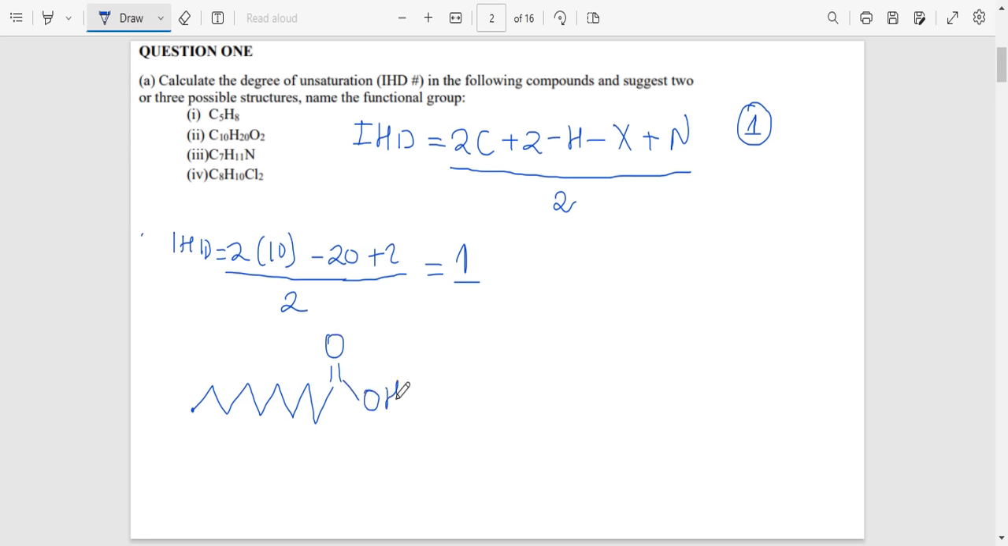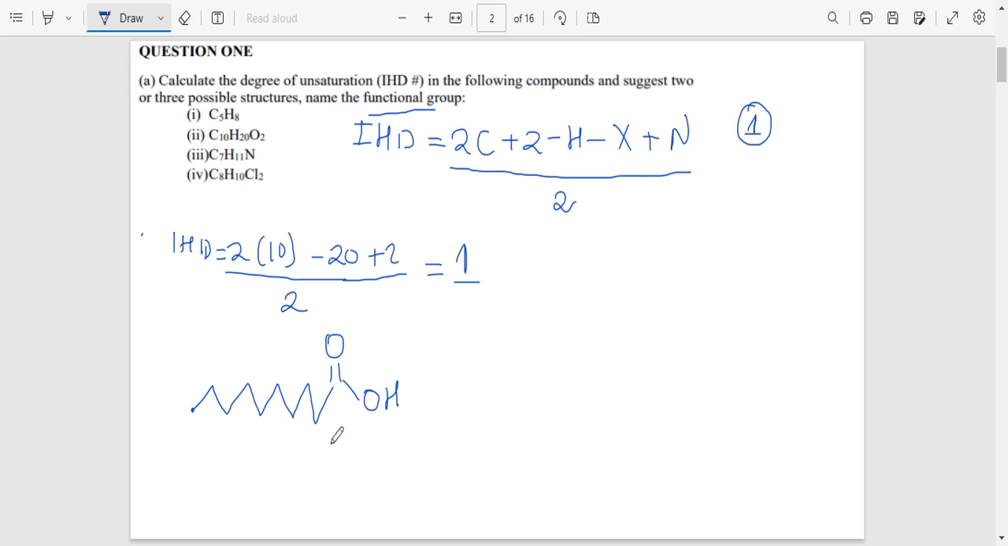Now this oxygen should have a hydrogen, meaning that I've got the carboxylic acid functional group. Well, for the previous one I forgot, the question is saying name the functional group. For the previous one, we had a cycloalkene. We also had an alkene, just a linear alkene, and also an alkyne. Those were the functional groups.